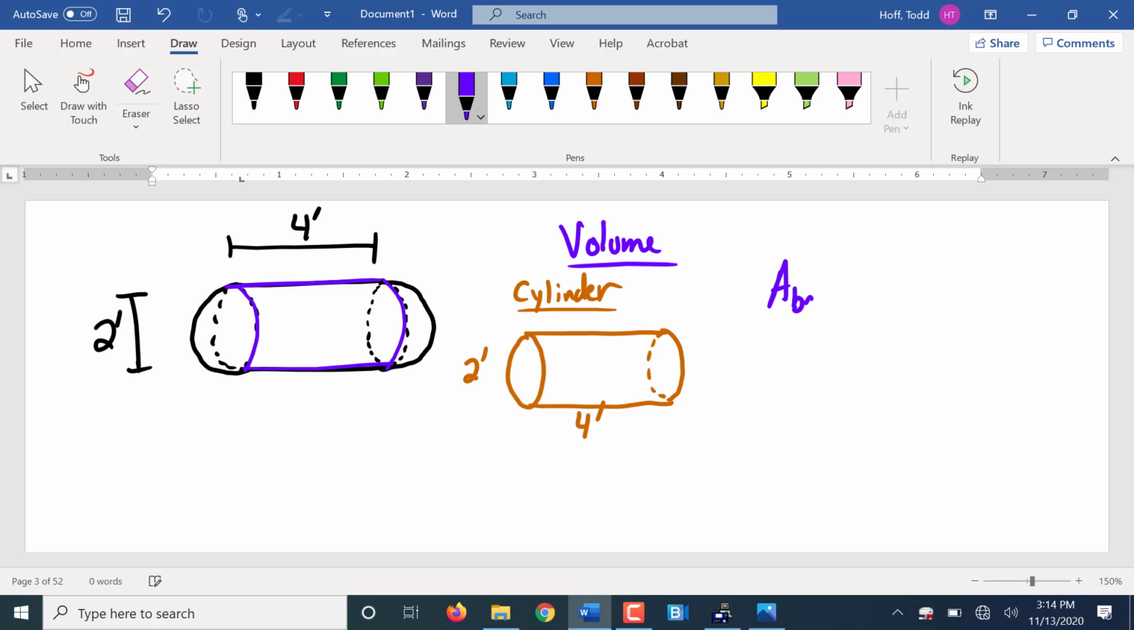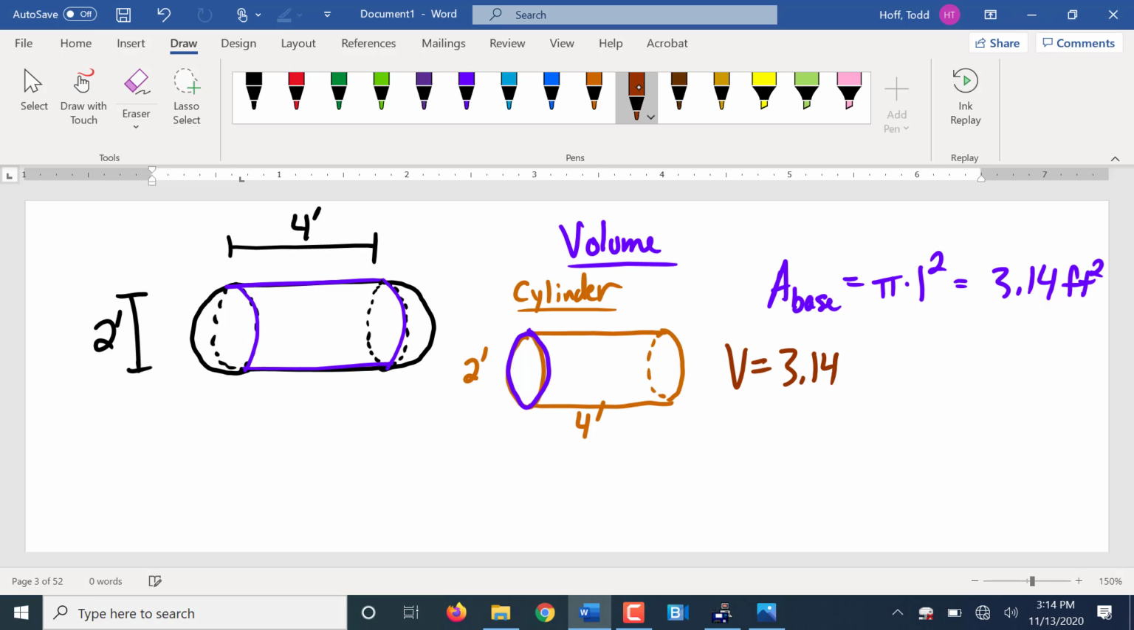Area of the base. Our base is that circle, so how do I find its area? Not 2 squared, but 1 squared. So that'll be 3.14 square feet. How do I find the volume from that? 3.14 square feet, the area of that base times that height of 4. So we get 12.56 cubic feet for that volume.